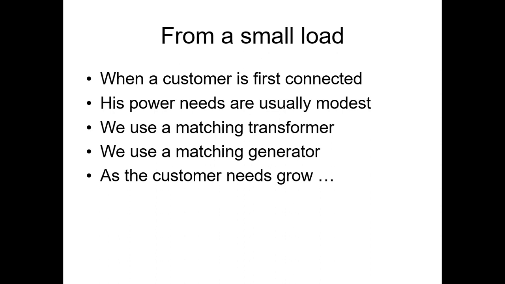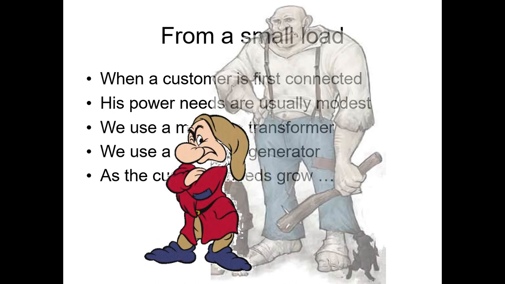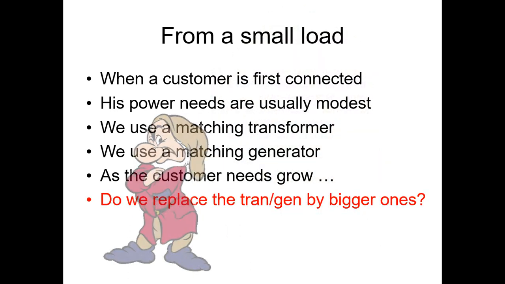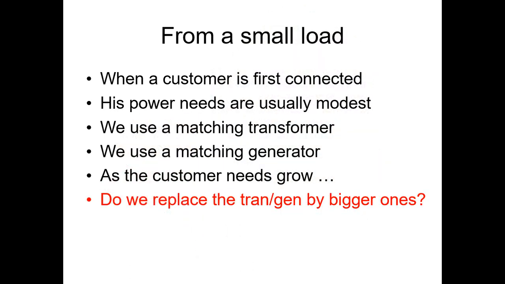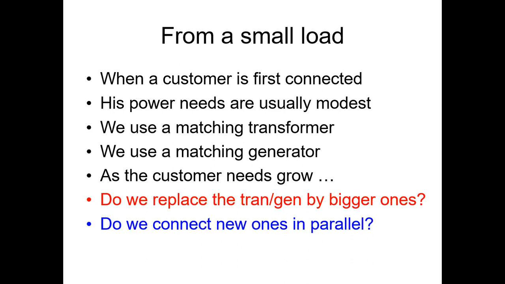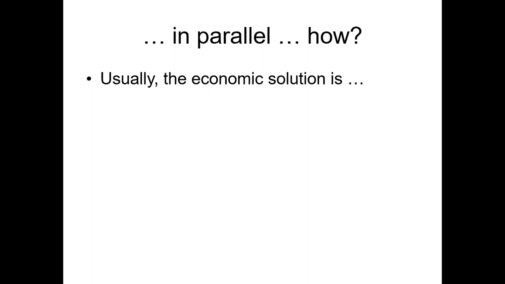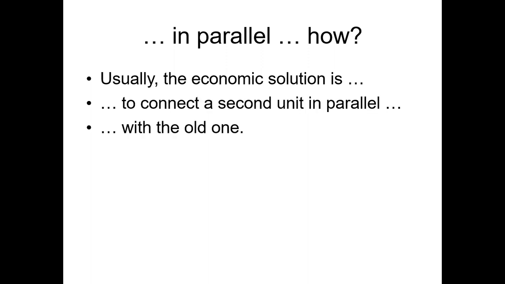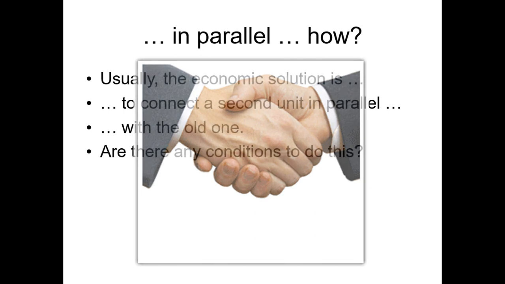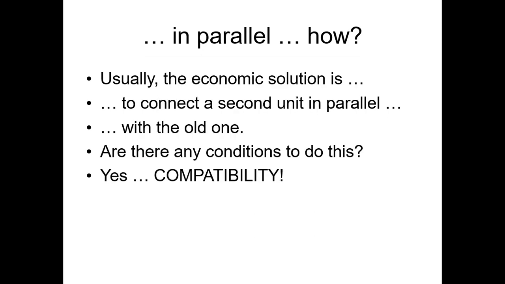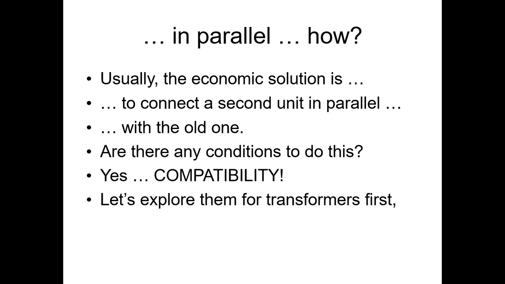But as the customer's needs grow, we will need to match the power requirements. What do we do? We replace the transformer and the generator with bigger ones, or we connect new ones in parallel. In parallel, sure. The best solution, the economic solution, is to connect the second unit in parallel with the old one. But we have to make sure that this can be done, that there's compatibility between the existing unit and the new one. Let's explore the conditions for compatibility for transformers first, and then for generators.